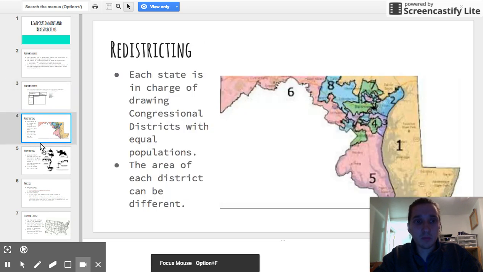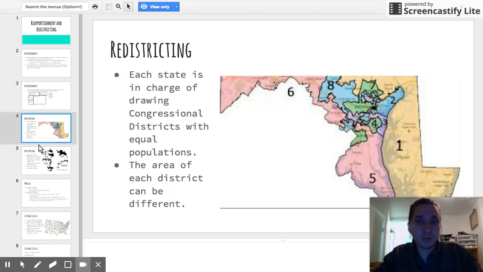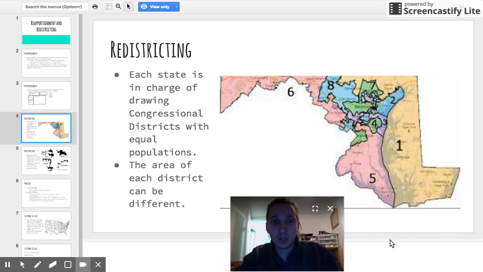Each time they have a different number of representatives, such as Maryland, the congressional districts are redrawn based on what the state decides. So, for example, Maryland has 8 different congressional districts, which means they have 8 representatives. We have the 1st district right here, the 2nd district, the 3rd district, 4th, 5th, 6th, 7th, and 8th.